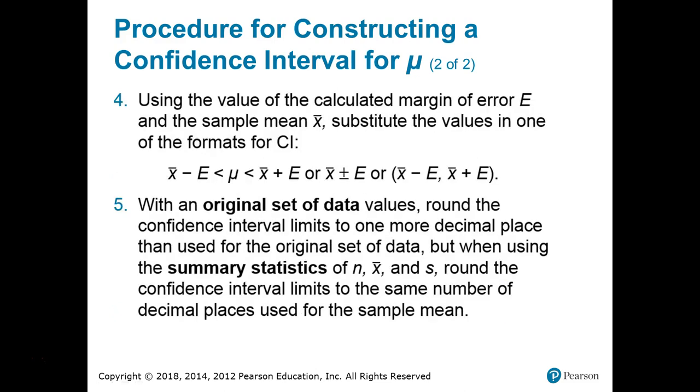Once you get the margin of error, now we can use the confidence interval, same way we did last time. You can write it in 3 different ways. You can write the sample mean minus margin of error is less than the actual population mean, which is less than the sample mean plus the margin of error. Or you can write it as sample mean x bar plus or minus margin of error, or as interval notation right here. And with an original set of data values, round the confidence interval limit to 1 more decimal place than is used for the set of data.